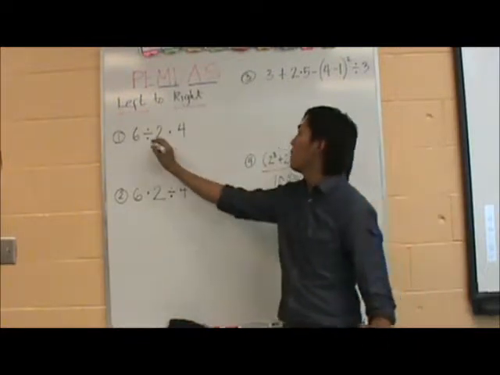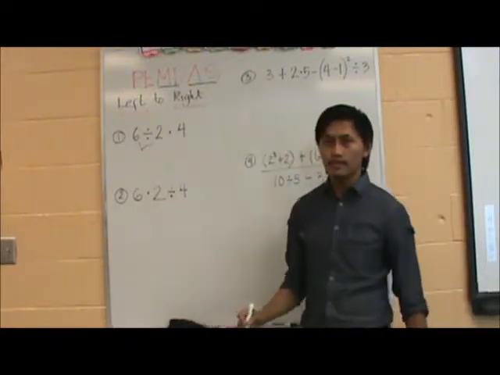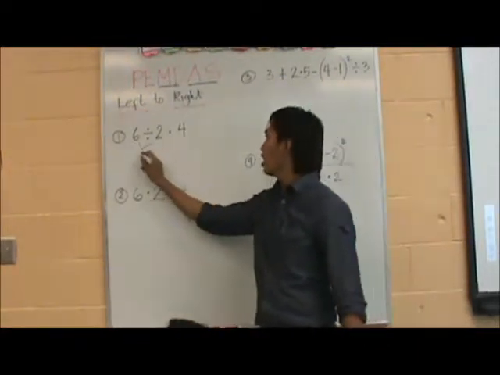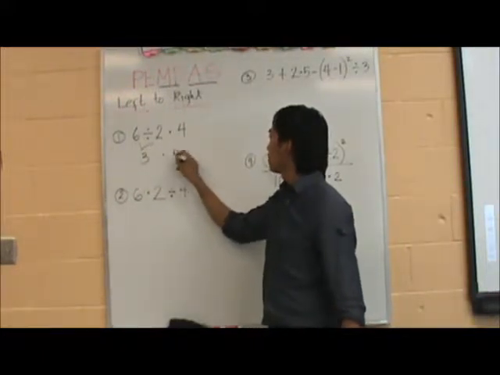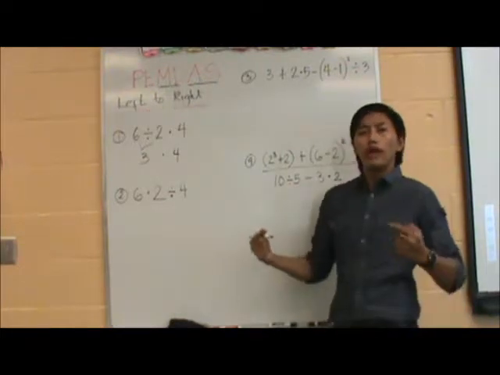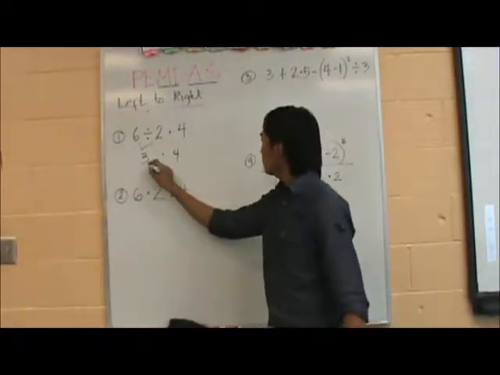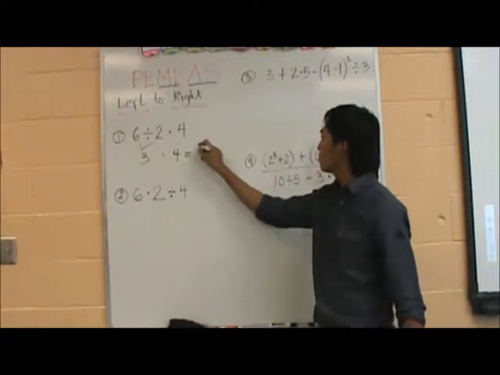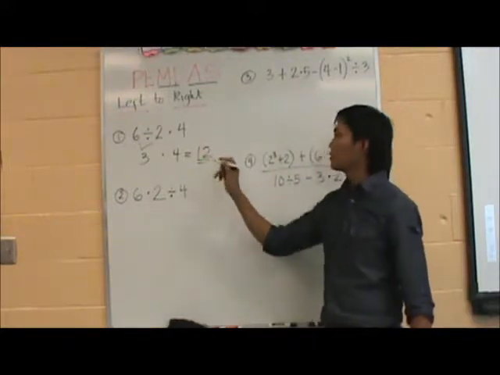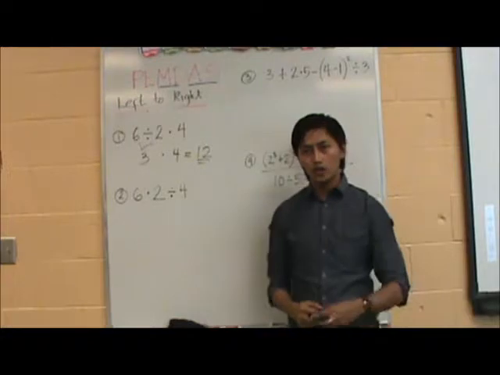That means we gotta divide 6 and 2 first, and that's going to give you 3, and then after that you can go ahead and multiply, which is going to be 3 times 4 is 12. So the final answer for number 1 is 12.